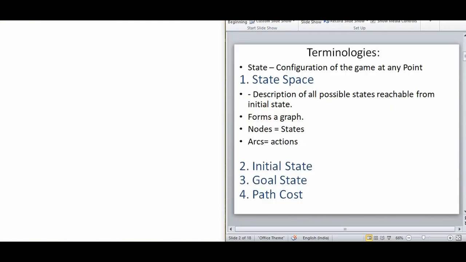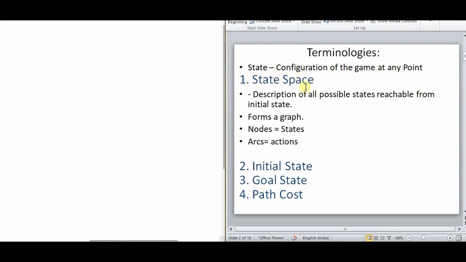Okay. So a few terminologies that we need to know. State is nothing but the configuration of the game or the problem at any point. That is basically state. Correct? So we had seen different states. State is nothing but the configuration of a game at any point. Okay, then what is state space?